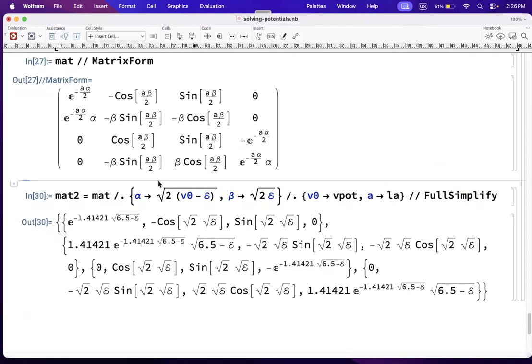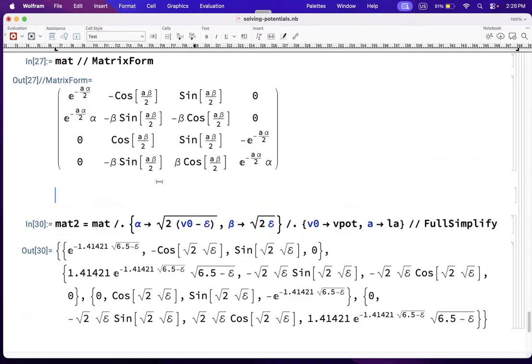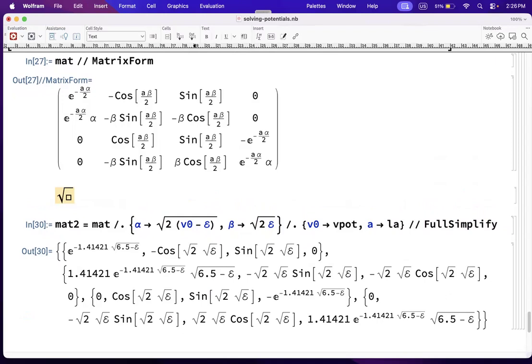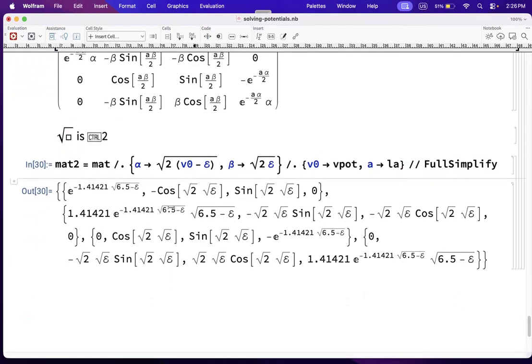Somebody's asking how to put the rho square. So let me put this. How to put this rho square? The rho square is Control 2. Control 2 is this. And after you can put this inside, and so on. And now we are going to plot this.